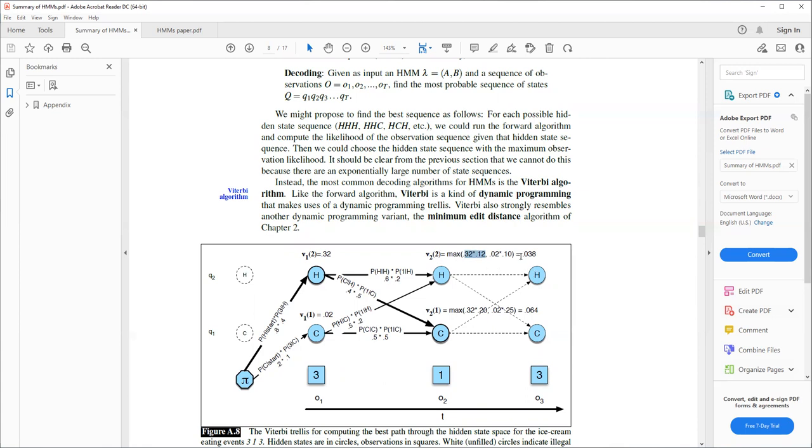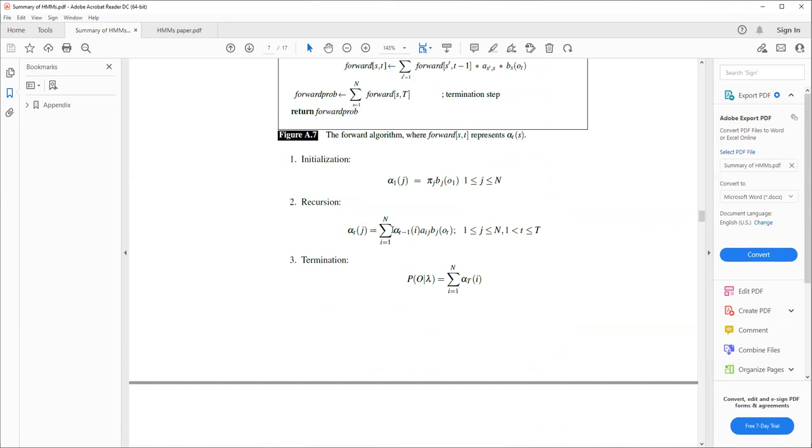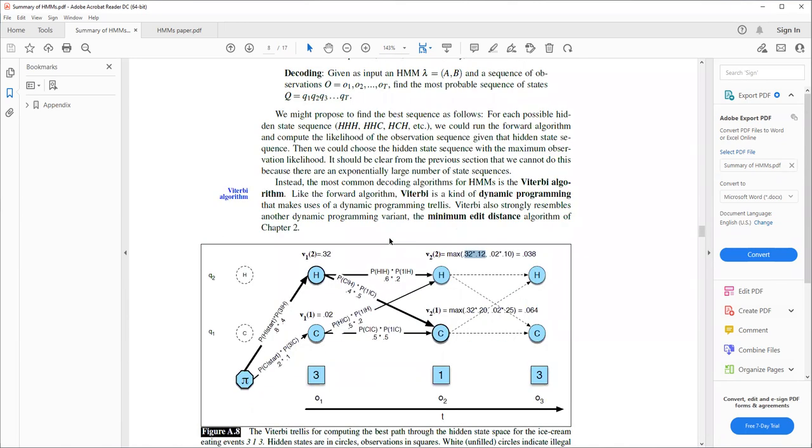In this case, for V2, we're going to take the maximum of this one. For V21, we're going to take the maximum of this path and this path. So whichever is maximum will be selected. So that's the first difference. Instead of a sum sign, all we have to do in this algorithm is replace it with the max value.